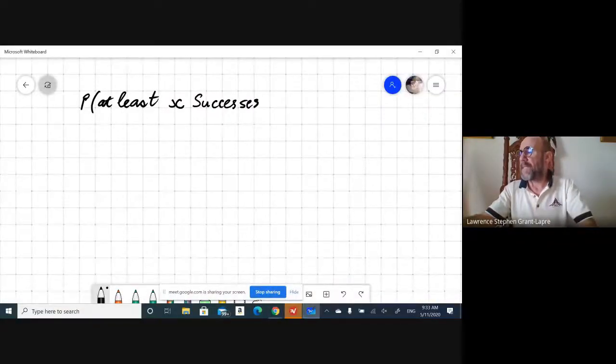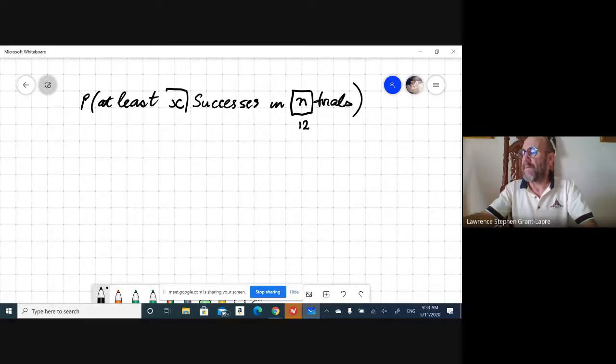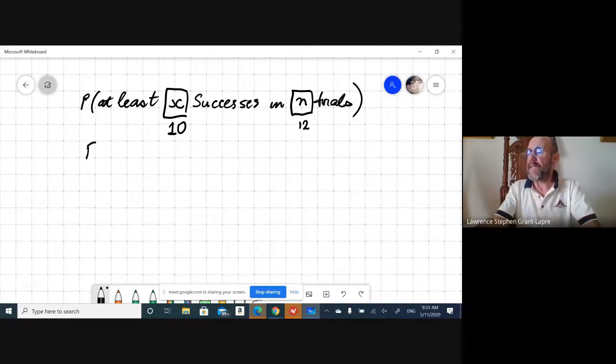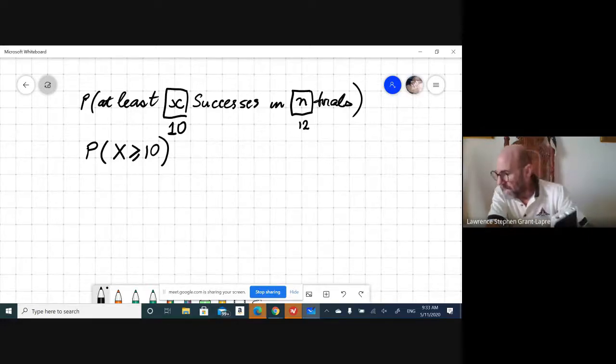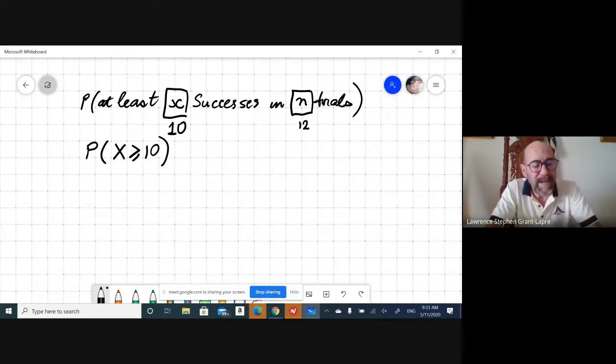Probability of X successes in N trials. Now here I'm using N as 12. Here I'm just using at least 10. This means X is greater than or equal to 10. All right, so I've just worked out the probability of 10 is 0.168. Then I've done the probability of exactly 11 is 0.0711. Now I'm going to do the probability of exactly 12.